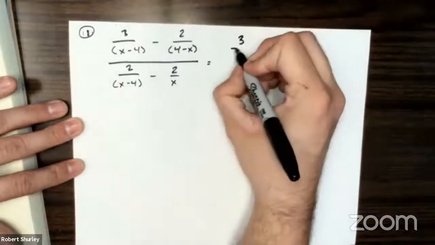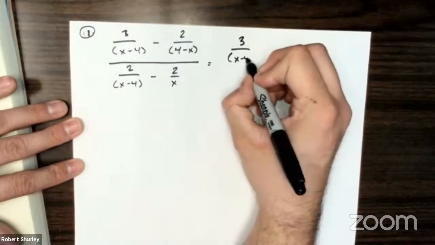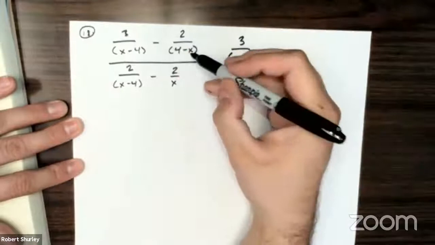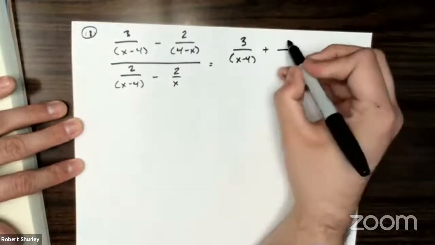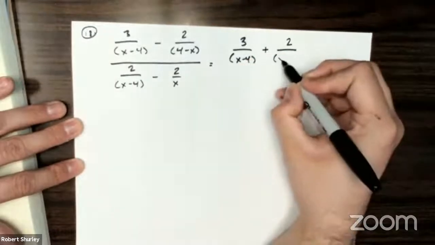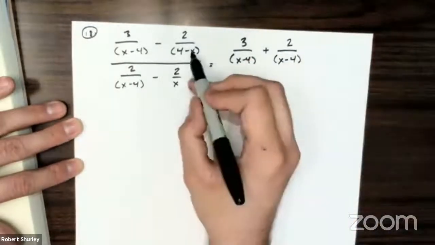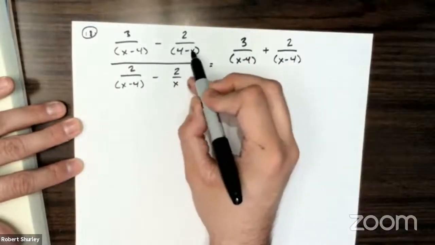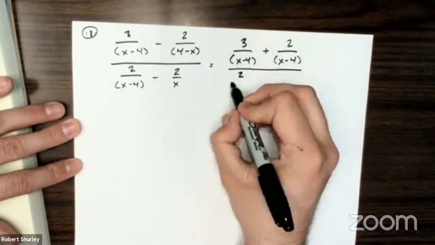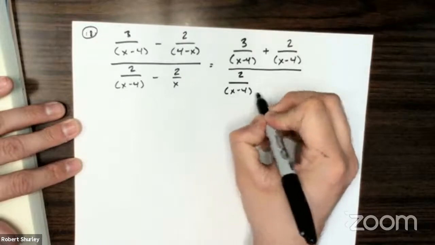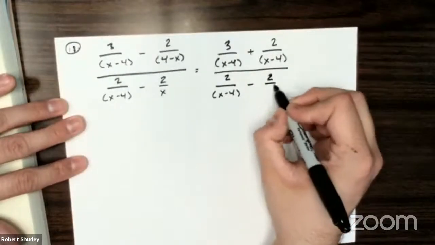So the way that looks is you'd have 3 over x minus 4. This negative is going to become positive once you factor the negative out. Okay? And then it switches that fraction, or that binomial, from a 4 minus x to an x minus 4, over 2 over x minus 4 minus 2 over x.